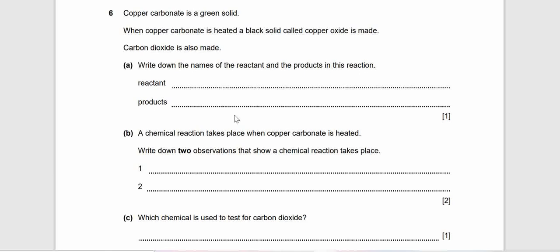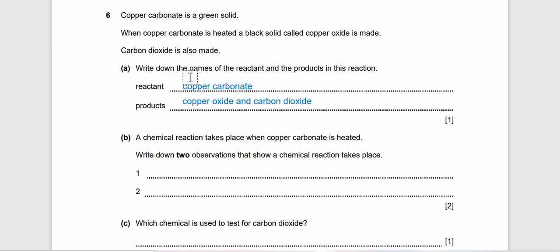Alright, have you got your answer? Let's open up the answer now. So, reactant is copper carbonate as mentioned in the question. So sometimes you can get the answer from the information given in the question itself. Product will be copper oxide, that is the clue, and carbon dioxide is also made. So that will be easy. We just get the answer from the question itself. That is a trick for this question.